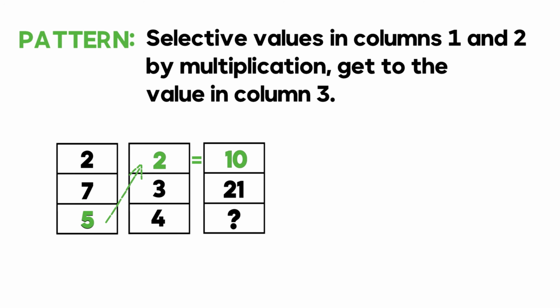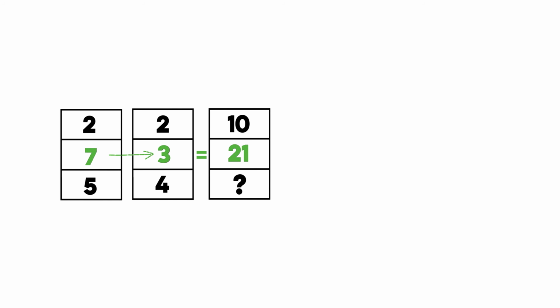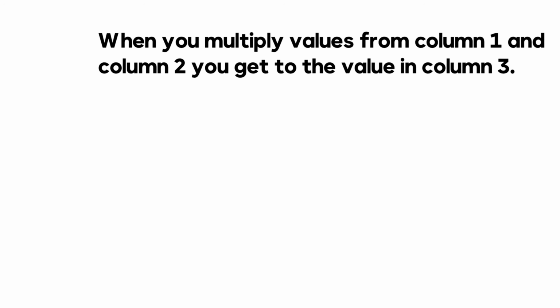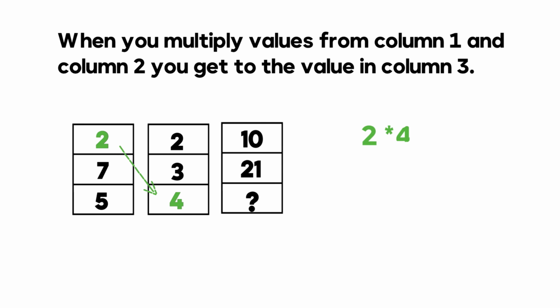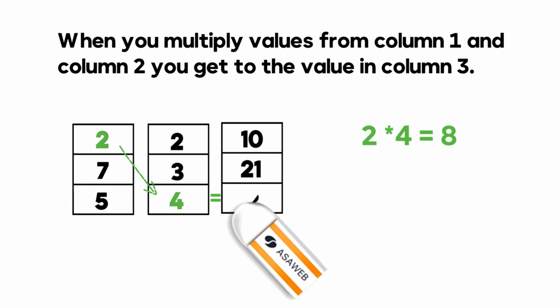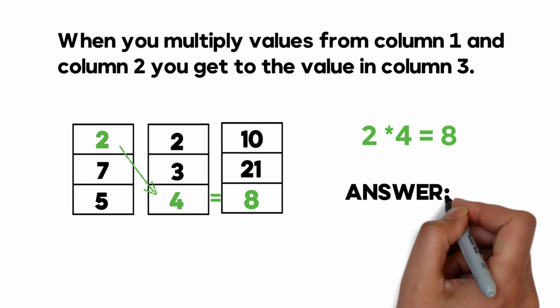If we multiply 5 by 2, we get the value of 10. The second set of values is represented by the middle row: 7 multiplied by 3 equals 21. So the missing value here can be calculated by multiplying 2 by 4, and the end result would be equal to 8. So the correct answer to this problem is choice A, 8.